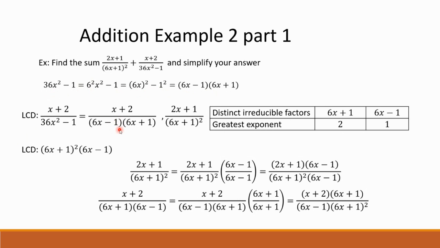Okay, we want the LCD as our common denominator. So we list the irreducible factors, the distinct ones. We have 6x minus 1. That's listed here. 6x plus 1, that's here. 6x plus 1, again, that's already accounted for. You don't list it twice.